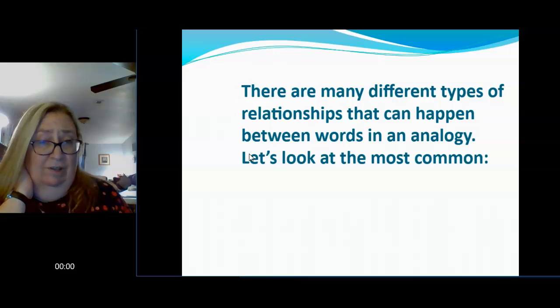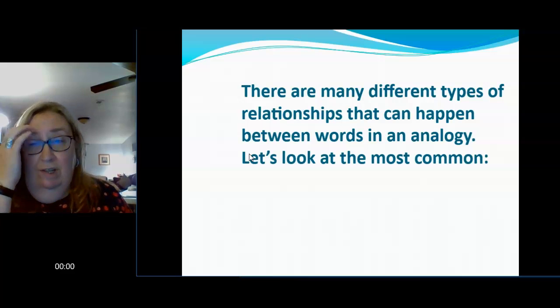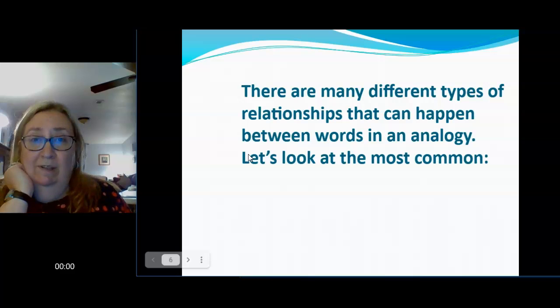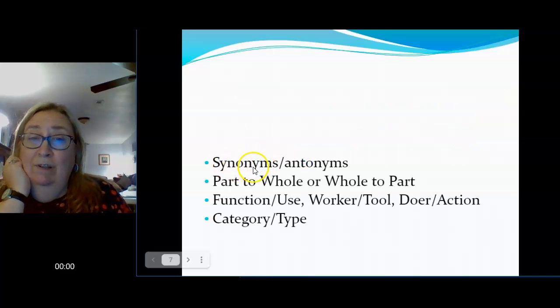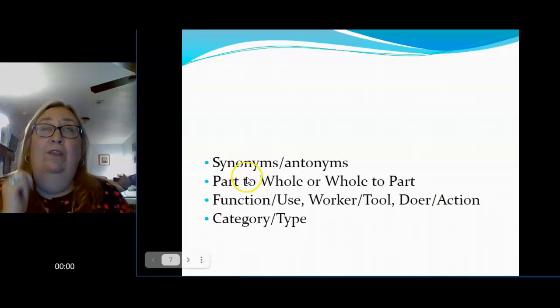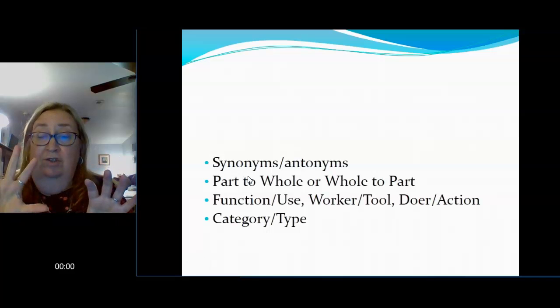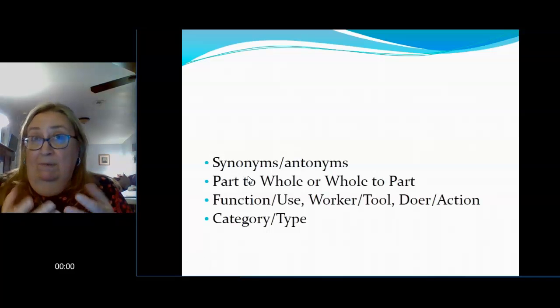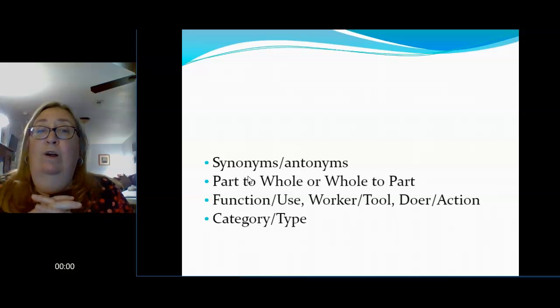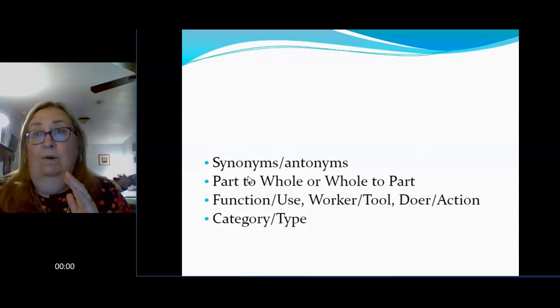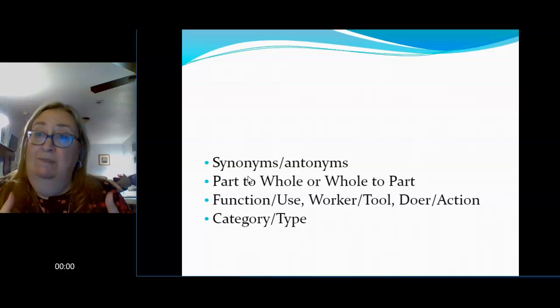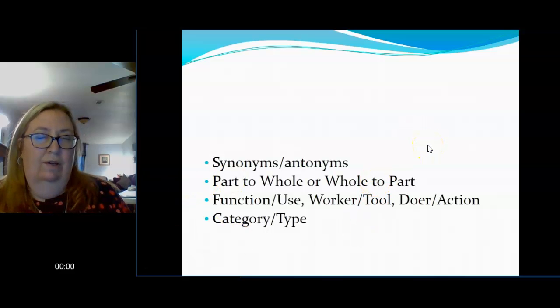There are many different types of relationships that can happen between words in an analogy, but there are some that are super common, and we're going to be looking at those this week. Today, we're going to look at synonyms and antonyms. We're going to look at words that are part of something and then the whole something, or the other way around. It's going to show us the whole, a group of something, and then just what makes up that group. We're also going to look at words that show what something is used for, or a tool that a worker uses. And we're also going to look at the relationship of types of things or a category of things. We're going to look at examples of each of those, so don't be confused just yet.